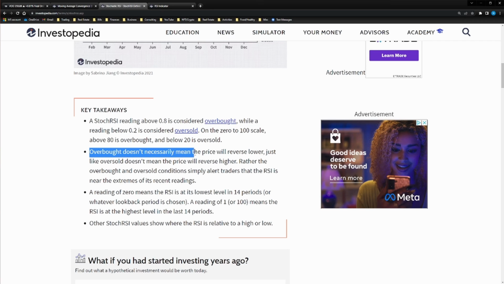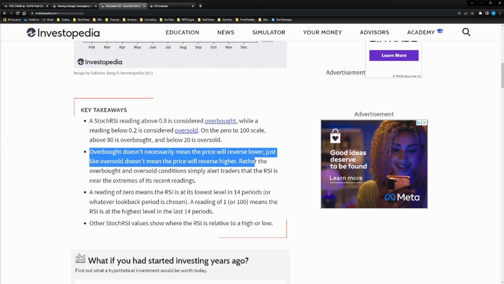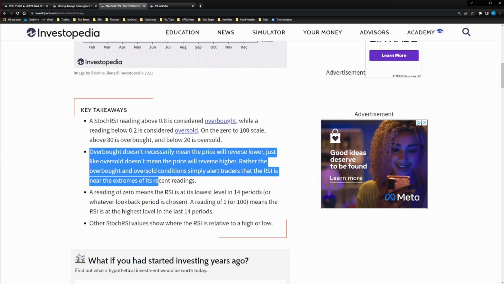Overbought doesn't necessarily mean the price will reverse lower, just like oversold doesn't mean the price will reverse higher. Rather, the overbought and oversold conditions simply alert traders that the RSI is near the extremes of its recent readings. So that's going to be key when we look back at the charts, all right?